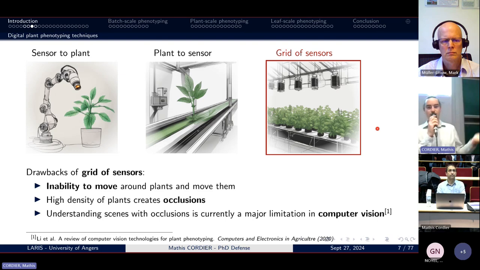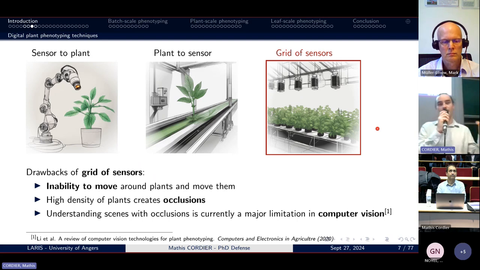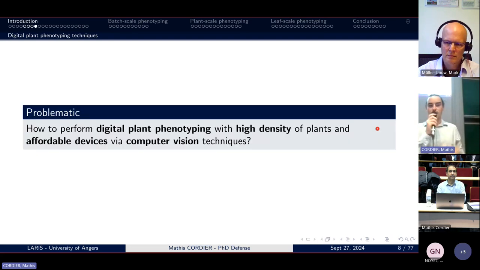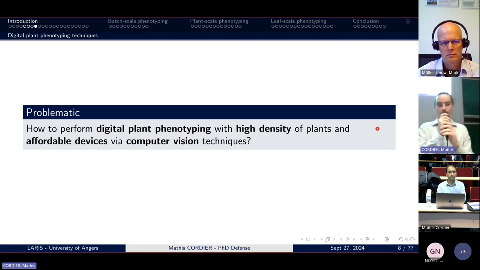However, this solution also comes with some drawbacks, with the inability to move around plants and to move them. In the context of high density of plants, it creates occlusions, and understanding scenes in this case is currently a major limitation in computer vision. So we have to face the global problem of how to perform digital plant phenotyping with a high density of plants and affordable devices via computer vision techniques.